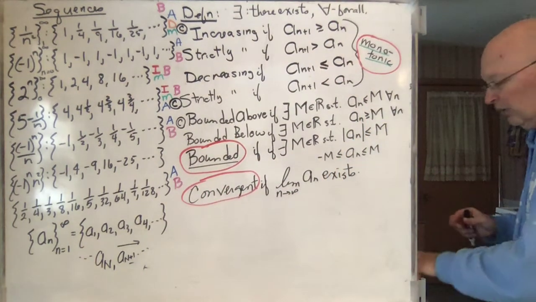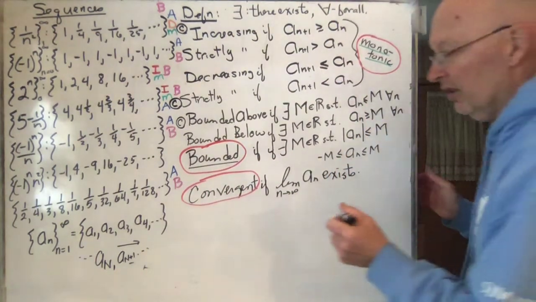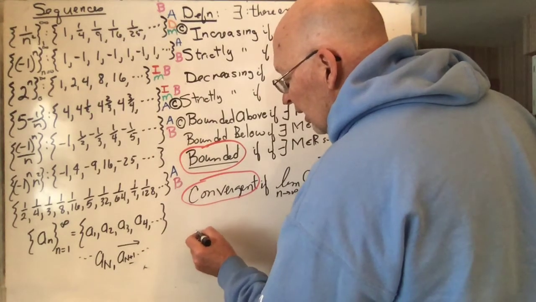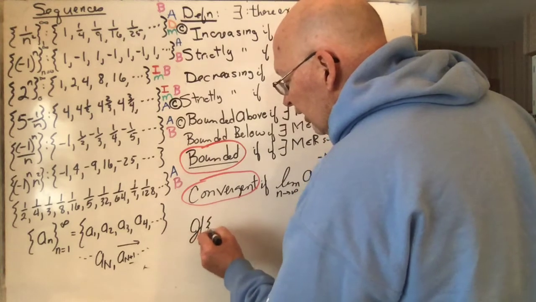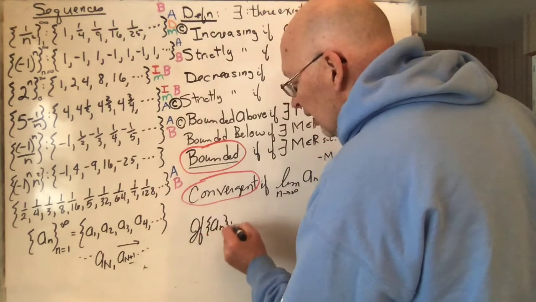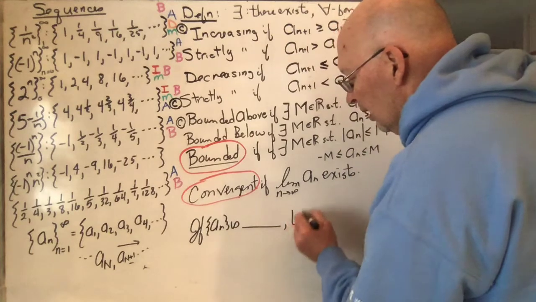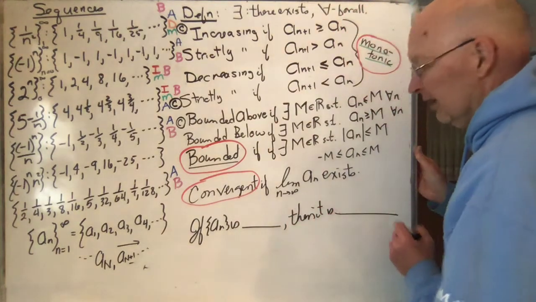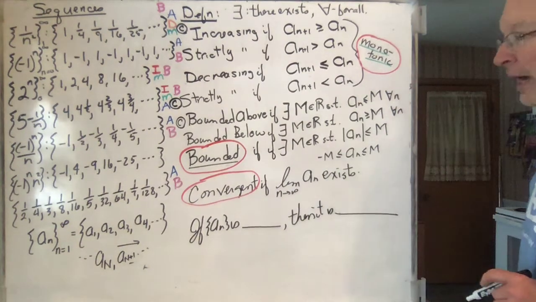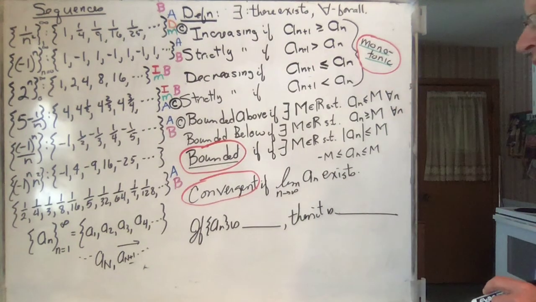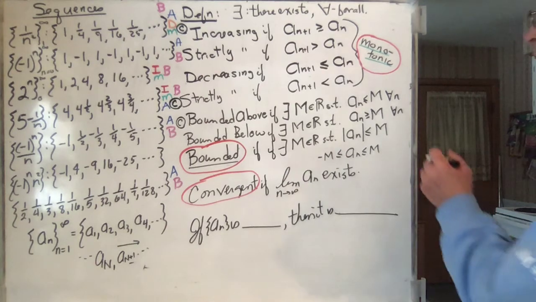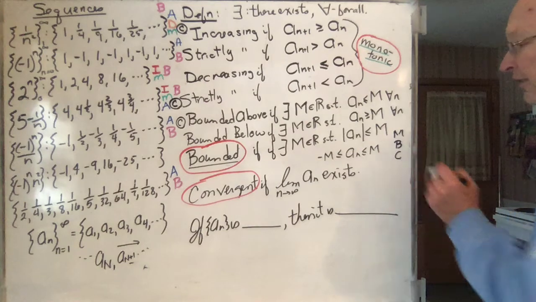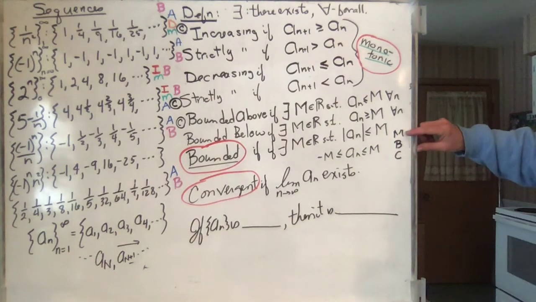Okay, let's find relationships between these things. So here's what we're going to fill in. If the sequence an is blank, then it is blank. You have different combinations of these to put in here. Which ones make it true? Let's put them in order here: monotonic, bounded, and convergent. Let's start with monotonic.